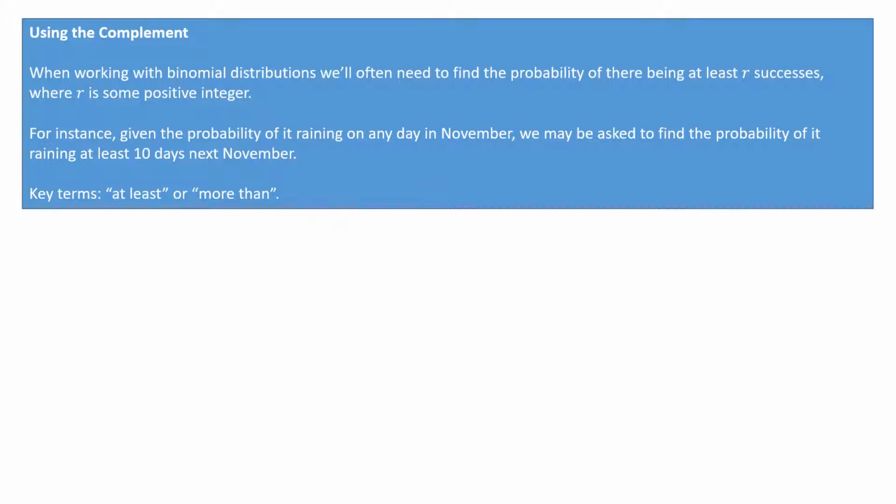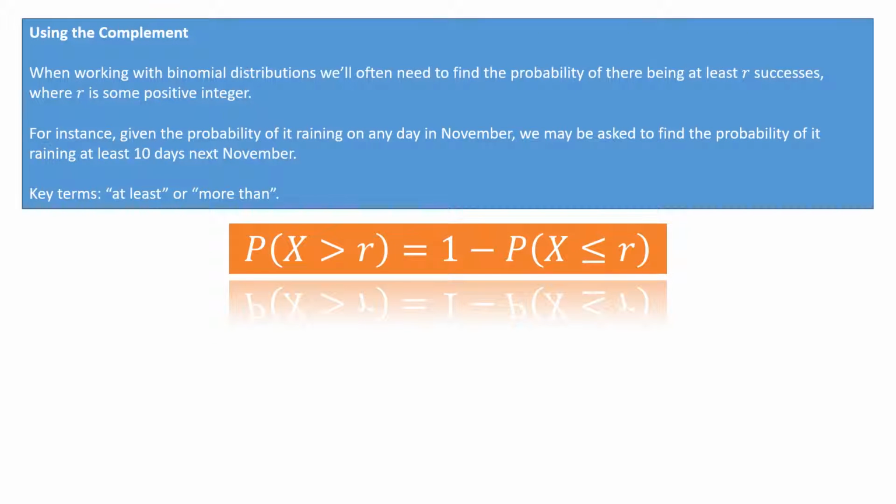Now, the complement formula is the following. The probability of X being greater than r is equal to 1 minus the probability of X being less than or equal to r. Now let's try and explain what we mean here.